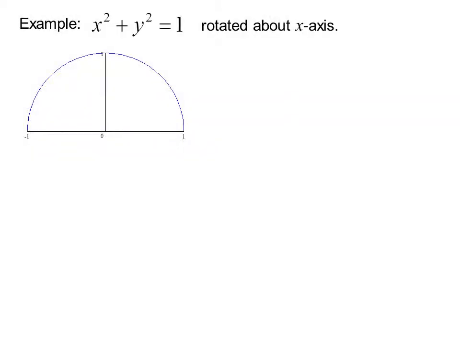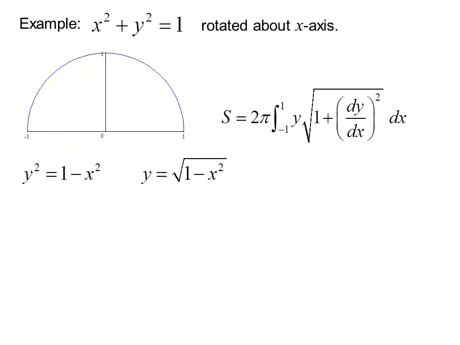And another example. x squared plus y squared equals 1, rotated about the x-axis. This is the equation of a unit circle, but we are only going to look at the top half. We solve for y and get y equals radical 1 minus x squared. So the surface area is 2 pi times the integral from -1 to +1 of y radical 1 plus dy dx squared dx.